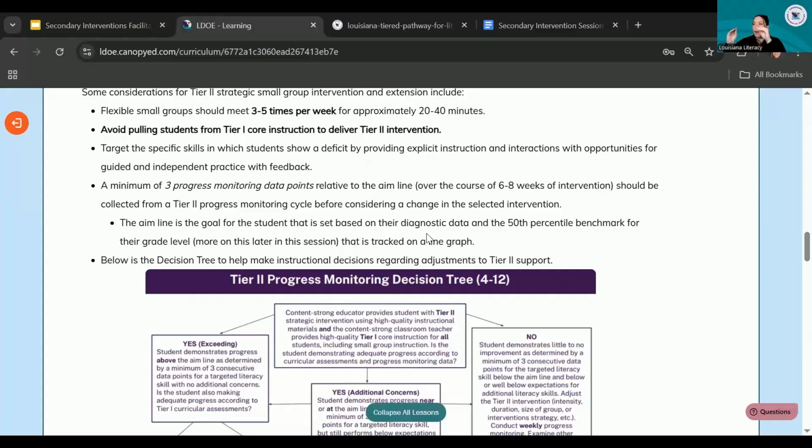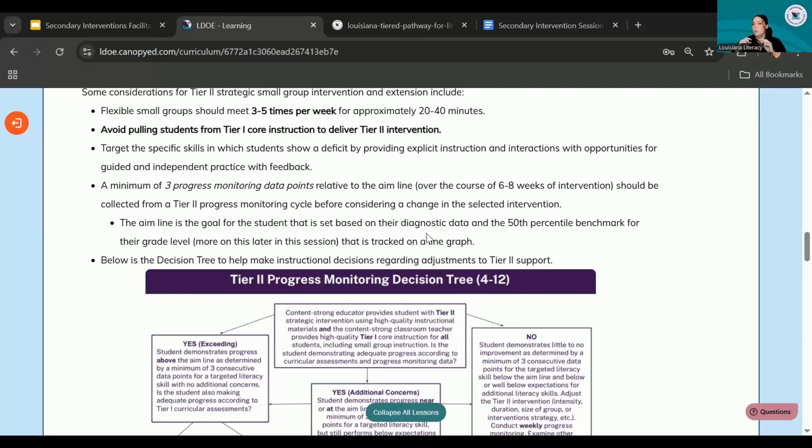And when you plot those on the graph, you'll be able to draw lines to the different points so you can see the trend of the student, whether they're trending towards progressing, staying the same, or regressing. The aim line is a line on that graph where you have the progress monitoring information. It's developed by plotting the student's diagnostics data and also plotting whatever the 50th percentile benchmark is for their grade level, and having that line connected. That's the aim line for that student.